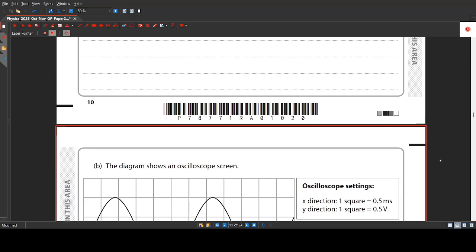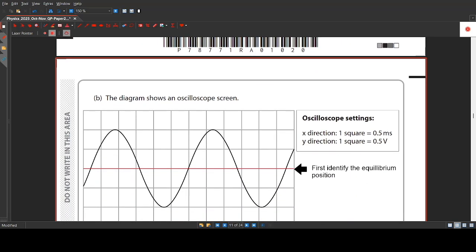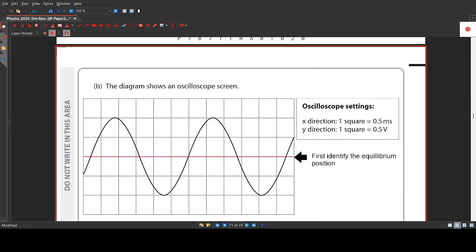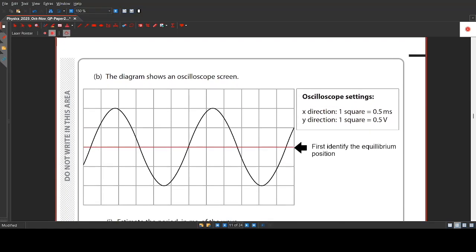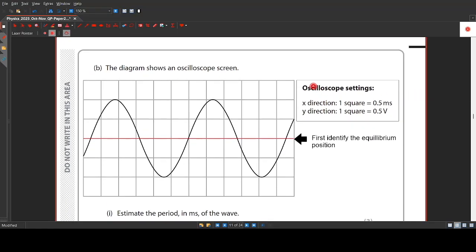Okay, moving ahead. The diagram shows an oscilloscope screen. As you can see, this is mainly a segment of the oscilloscope screen. They have also provided us the oscilloscope settings. So x direction 1 square, which means one division, represents 0.5 milliseconds, and y direction 1 square represents 0.5 volt. Now, initially, the diagram was provided like this. It didn't have the red line. I basically drew the red line.